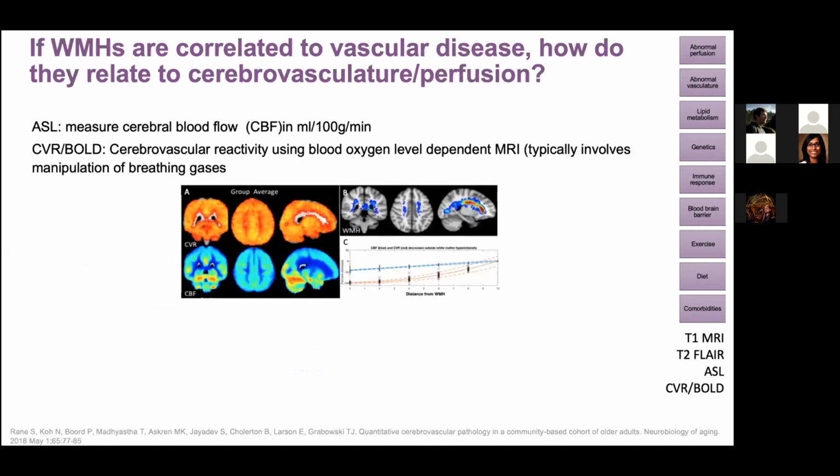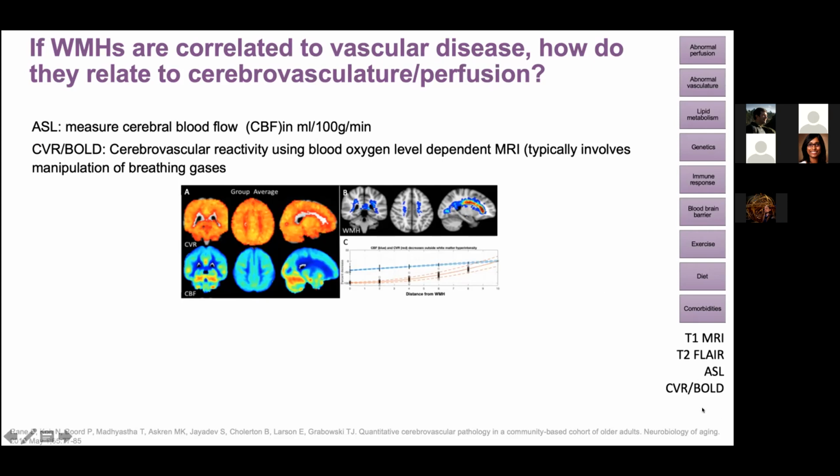So moving on, if white matter hyperintensities are indeed vascular disease, markers of vascular disease, how do they relate to perfusion and the vasculature? And so we look at blood flow and reactivity. And Tom mentioned this too. So this adds a couple more techniques that we look at, that is ASL and CVR BOLD.